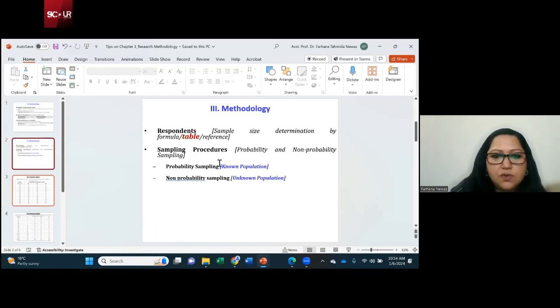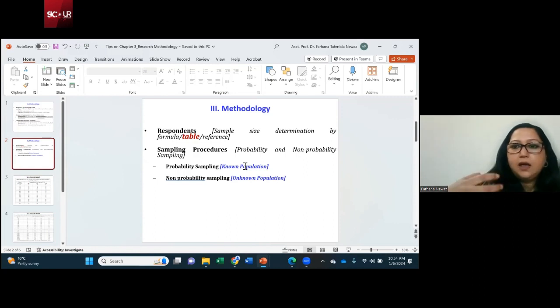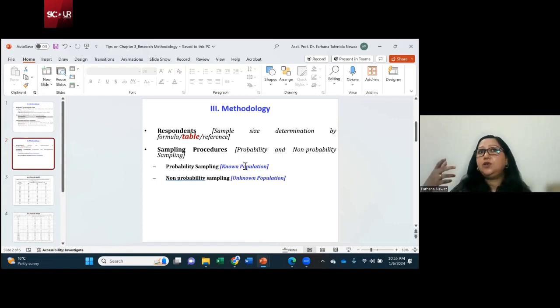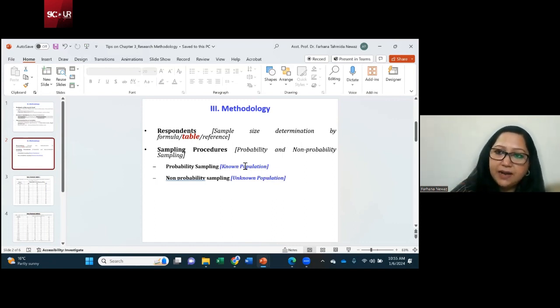But try to make sure you are using probability sampling. I'm just saying, it will be much stronger for you. If you use probability sampling, your sample will be representative, and your result can be generalized to your whole population. So try to make sure you use probability sampling. But if you don't have the option, then go for non-probability sampling. Then you can ask me how to calculate the sample size.